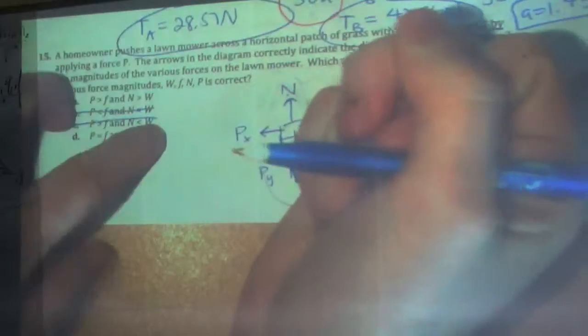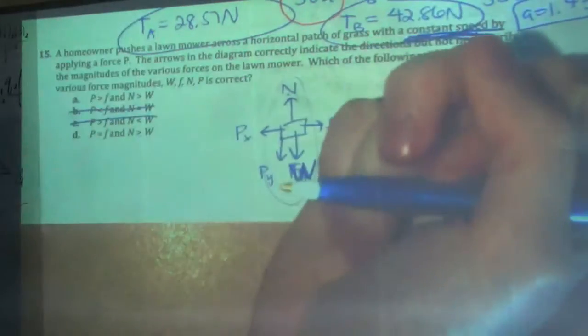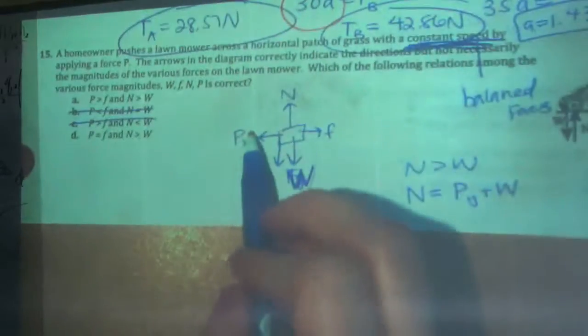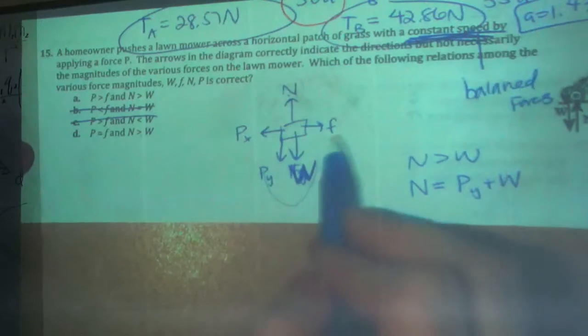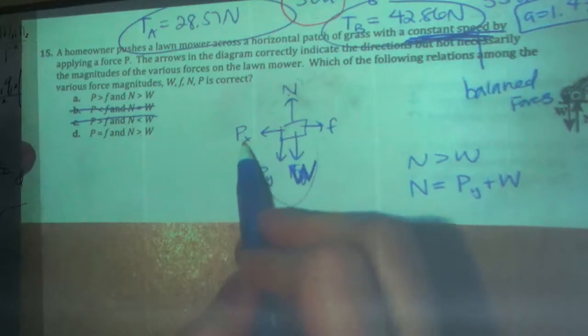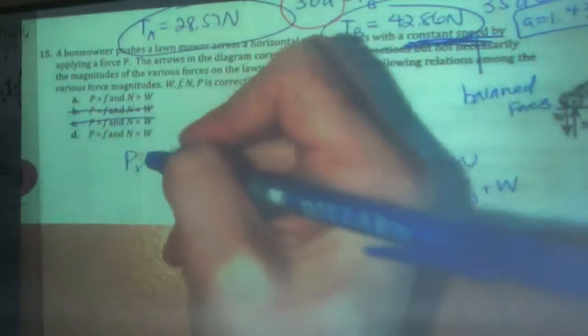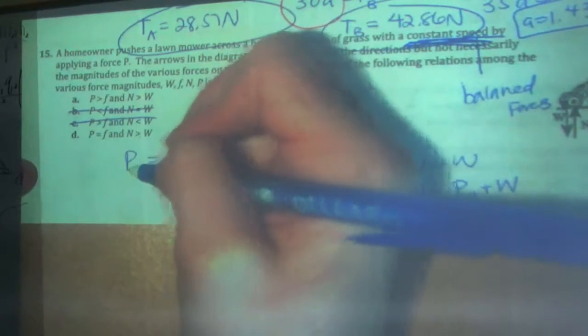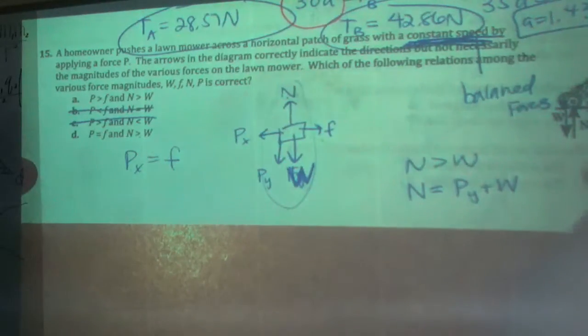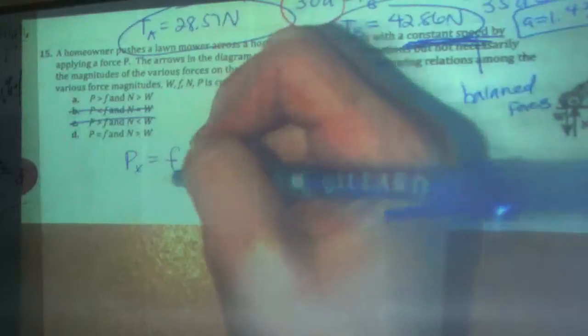But then between A and D, it says that the normal is greater, so we're choosing between these two. It's tempting to say that P would be equal to F, because you're like, ooh, balanced. But what's equal to F is actually the X component of the P force, or push, I guess it's for push. Only the X component of P is equal to the friction force, which means that the total force P would have to be greater than the friction force, so that would be A.